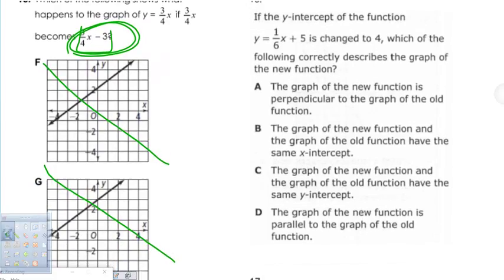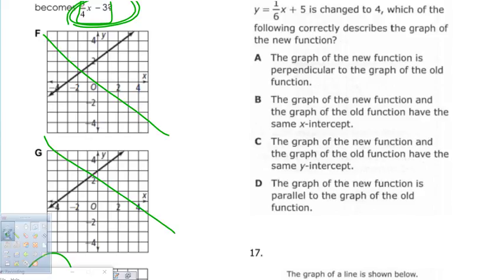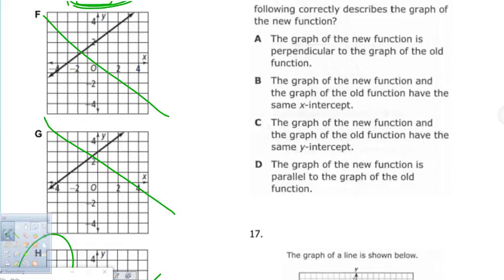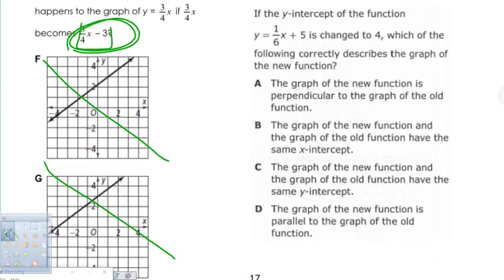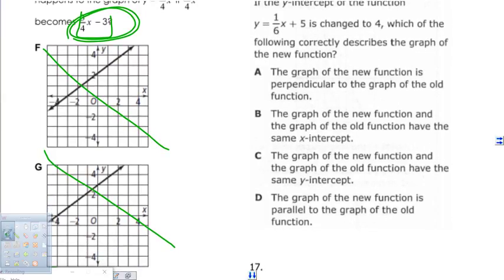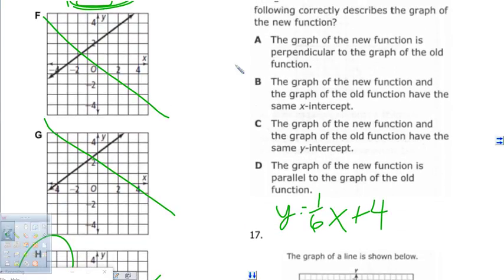Okay. If the y-intercept of the function y equals 1/6 x plus 5 is changed to 4, which of the following correctly describes the graph of the new function? The graph of the new function is perpendicular to the graph of the old function. If the y-intercept of the function is changed to 4. Okay, so the new function is y equals 1/6 of x plus 4. Okay, so the graph of the new function is perpendicular? Nope. Perpendicular, it should be parallel.